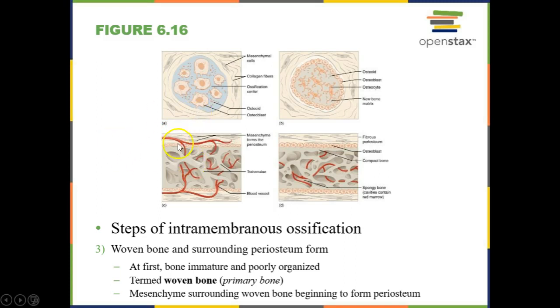And a periosteum will start to form along the edge. The periosteum is formed by that mesenchyme again. Periosteum is composed of dense irregular connective tissue. Mesenchyme is the precursor to all connective tissues. And so it thickens along the edges, both edges, and becomes the periosteum. Blood vessels move into the bone itself.